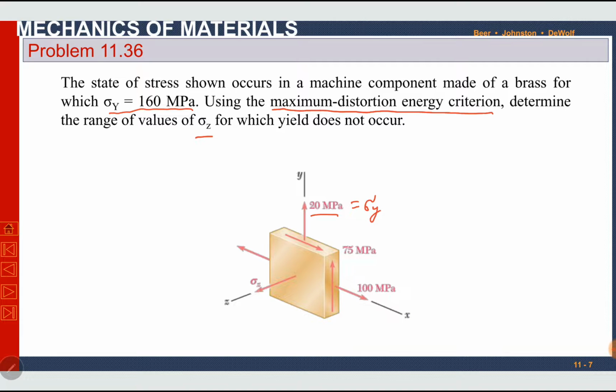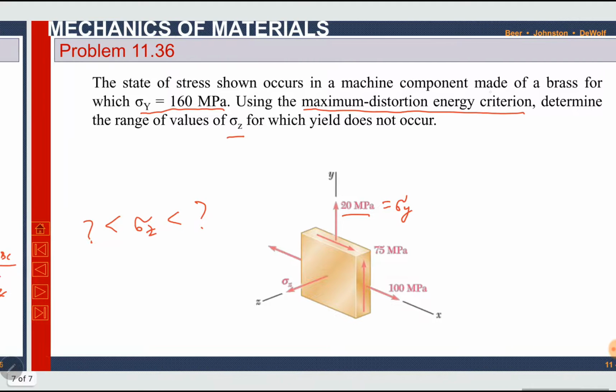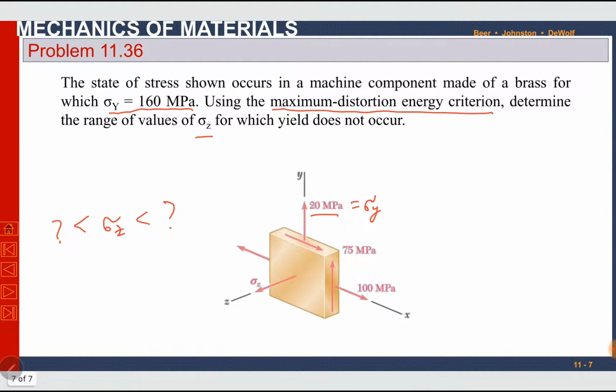Sigma z is not given here. We have to find a range of values for sigma z. Between two values, we have to find sigma z, two values of sigma z, so that yield does not occur. So we will apply maximum distortion energy criteria so that yield does not occur. Sigma x is given here. It is 100 megapascal positive.